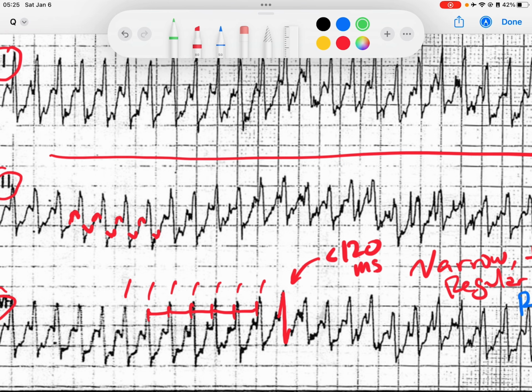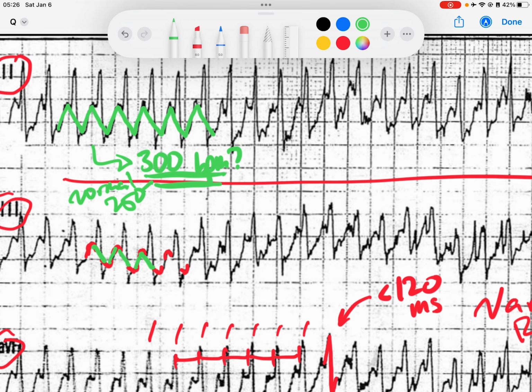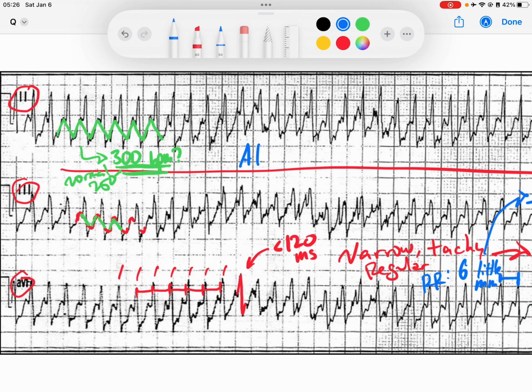And watch what happens if I do this in green. If I connect all of these, then we almost have some flutter waves, right? And if I go up here to lead one and show you, you can almost look through and see flutter wave, flutter wave, flutter wave, flutter wave, flutter wave. And we know that these flutter waves typically occur 300-ish beats per minute. And so, in this case, they're occurring at 250, but normal is 250 to 300. And so what we're seeing right here, in fact, is an atrial flutter.